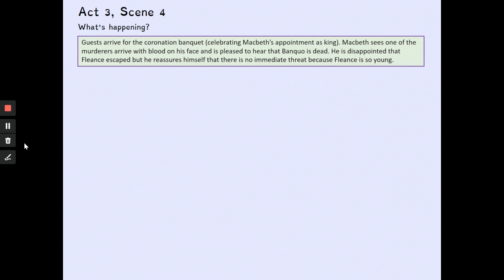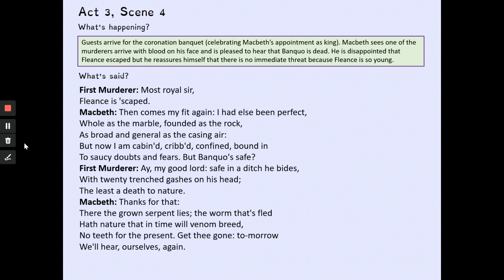So Act 3, Scene 4, what's happening? Well, we know what's happening because we've just seen it: the guests arrive for the coronation banquet. Macbeth sees one of the murderers arrive with blood on his face and he's pleased to hear that Banquo is dead. He is disappointed that Fleance escaped, but he reassures himself that there is no immediate threat because Fleance is so young. So, Macbeth says, "Then comes my fit again."